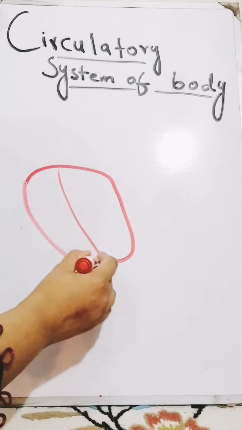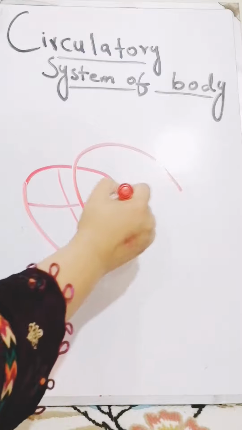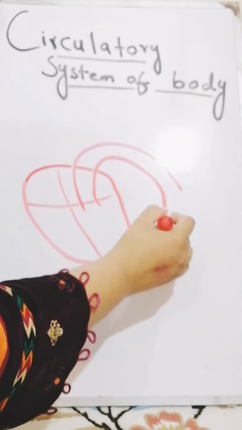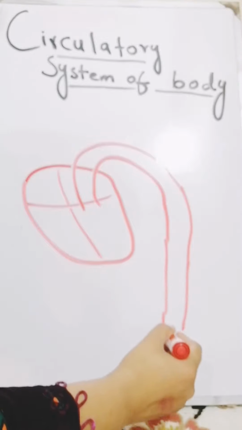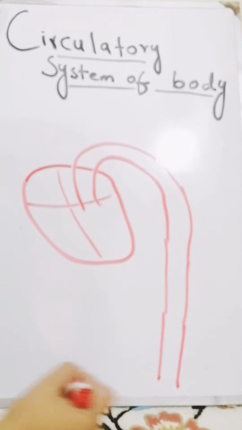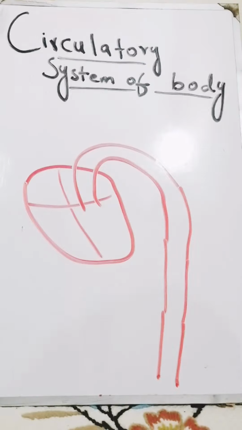As you know, the aorta starts from the left ventricle. It comes directly from the left ventricle, then descends to the thorax and then the abdomen, and in the pelvis region it divides into the right and left common iliac arteries. So the aorta is the largest artery of the body and it carries oxygenated blood from the left ventricle.